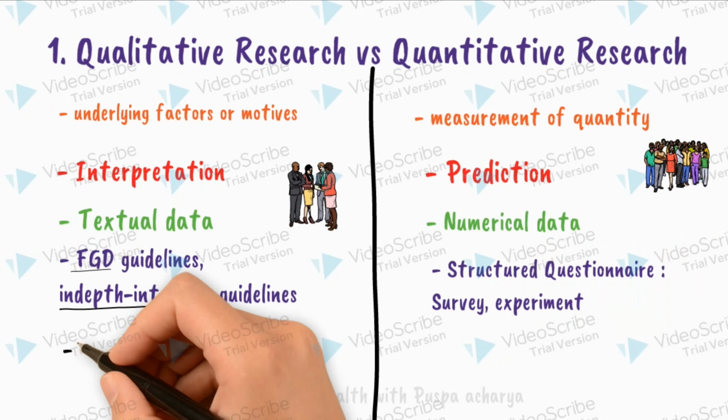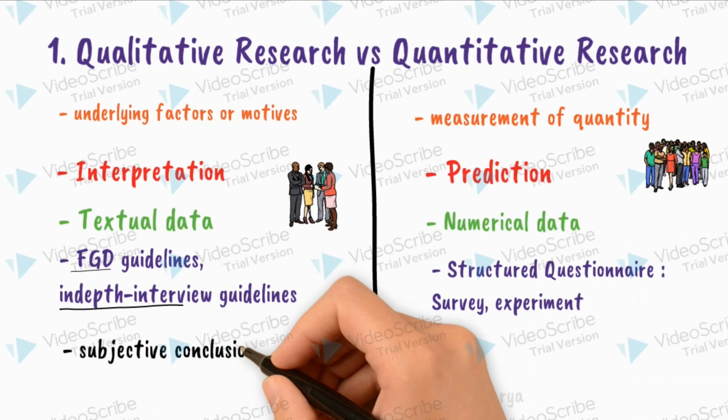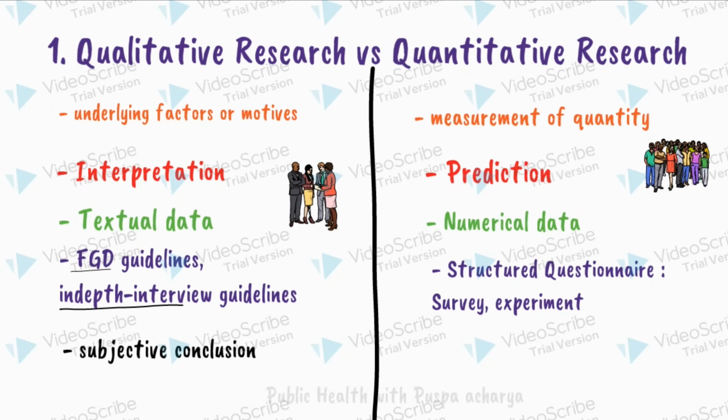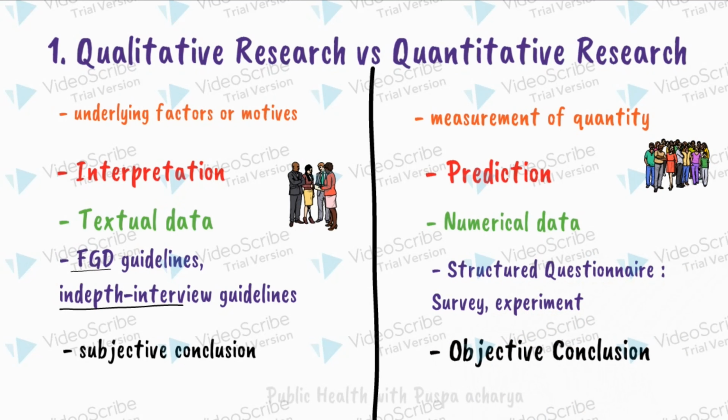And in qualitative research, conclusions are more likely to be subjective, whereas in quantitative research, conclusions are more likely to be objective. For example, smoking causes cancer. It is in subjective form. If we say smokers are X times more likely to develop cancer than non-smokers, that means it may be either 2 times or 3 times more likely to cause cancer than non-smokers. It is the example of an objective conclusion.